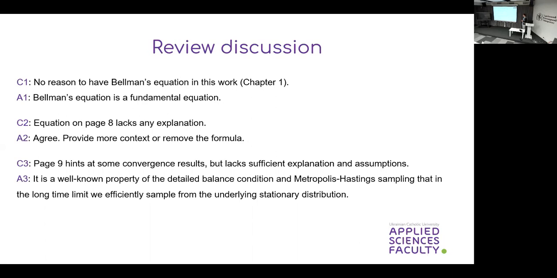The second comment is that the equation on page 8 lacks any explanation. It's the page about related work. I mentioned one equation there, and here I totally agree. I should have provided more context there so that the equation would be more meaningful, or removed the formula altogether.